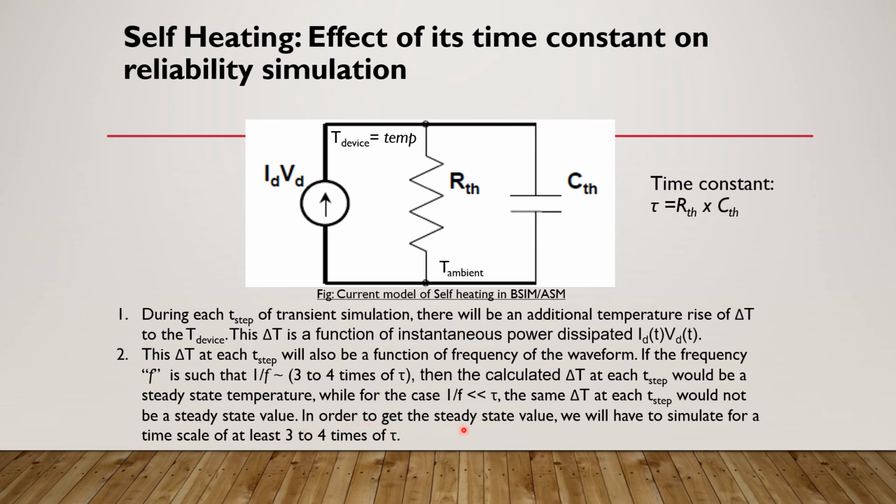For reliability simulation, provided you want your self-heating model to get evaluated, we will have to simulate for a time scale of at least 3 to 4 times this tau. For a time scale less than that, even if you turn off your self-heating model, it will be the same. If you plot the results of reliability simulation with the self-heating model turned off or on, you will basically have the same result.